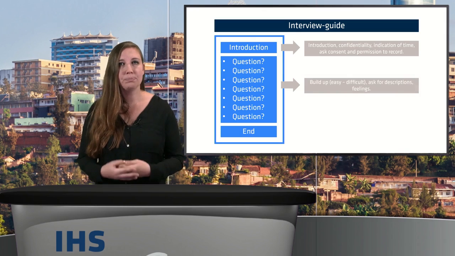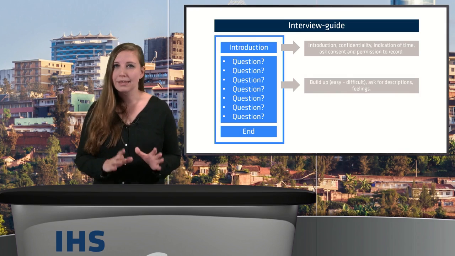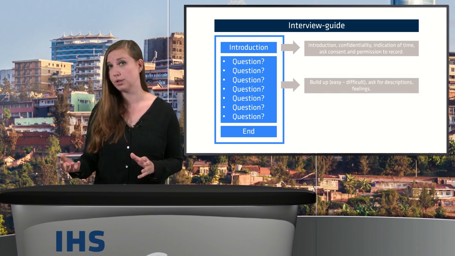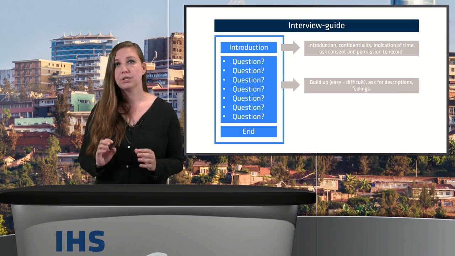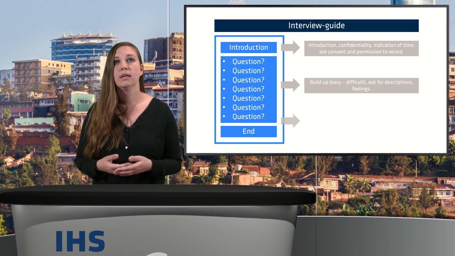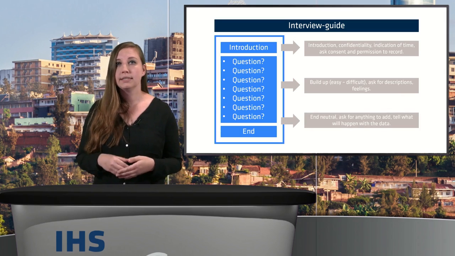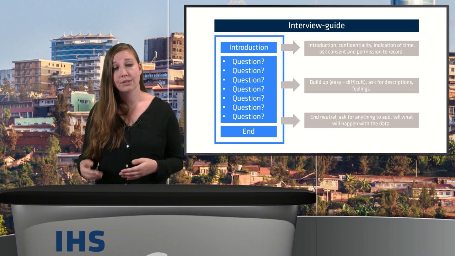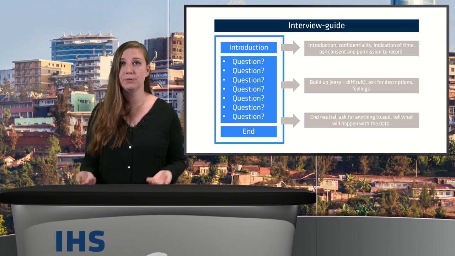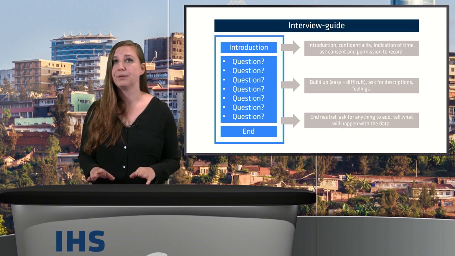Now, it's important to think about the build-up of the questions. You start with easy ones and then slowly move to more difficult or sensitive questions. Make sure you ask for descriptions, feelings, and perceptions. Then you end the interview with a neutral question and ask if the interviewee has anything else to add. At this point, also repeat what will happen with the data, and of course, don't forget to thank your interviewee.